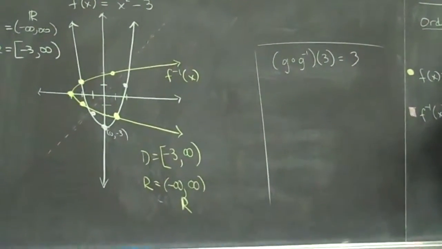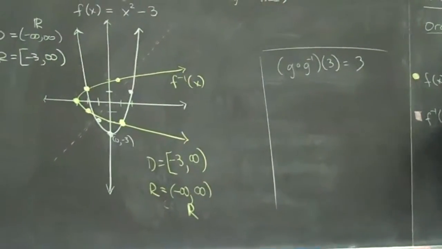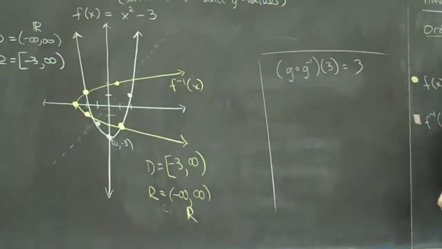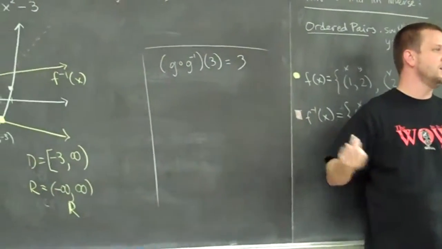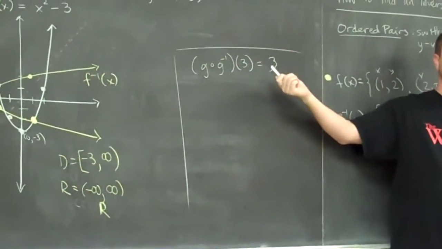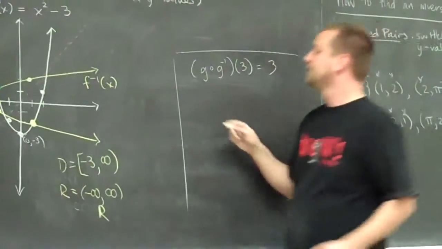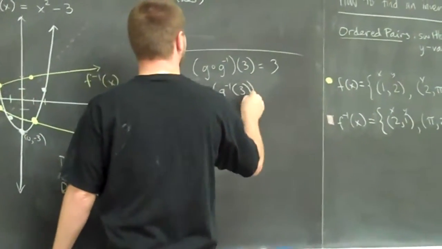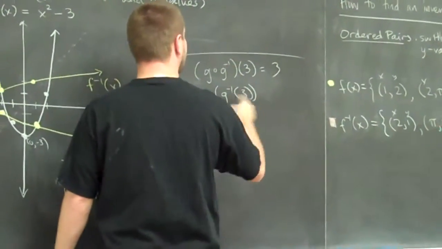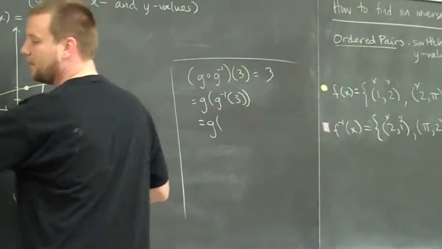You plug something into one function, and you do things to that number, but then when you take that number you get and plug it into the other function, everything that you just did is going to get undone, and you're going to end up back where you started, right? You don't believe me? You should. I'm a terrible liar.